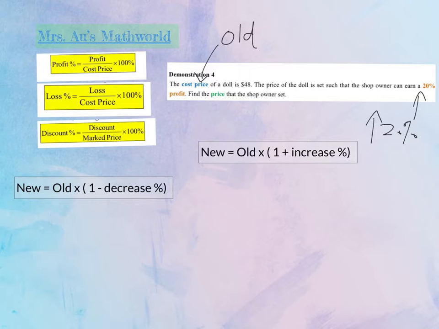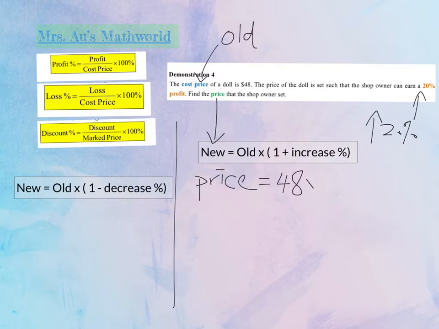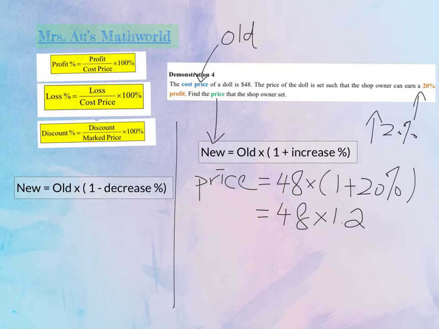So this is the new one. The price set is the new. The price set is the cost price times 1 plus increased percentage. When you use the calculator, please change it to decimal if you can. So it is 48 times 1.2, and you will get $57.6 by using the calculator.